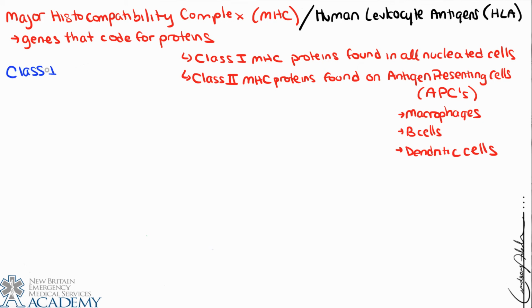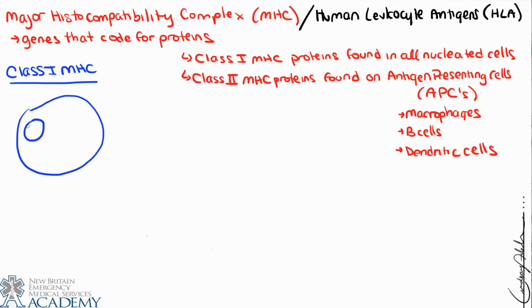All right, so let's consider the mechanism for class 1 MHC. So this is a body cell. This could be any body cell. As long as we think of it as a nucleated cell, we're good to go. So we can see the nucleus, endoplasmic reticulum, and Golgi apparatus inside of this cell.